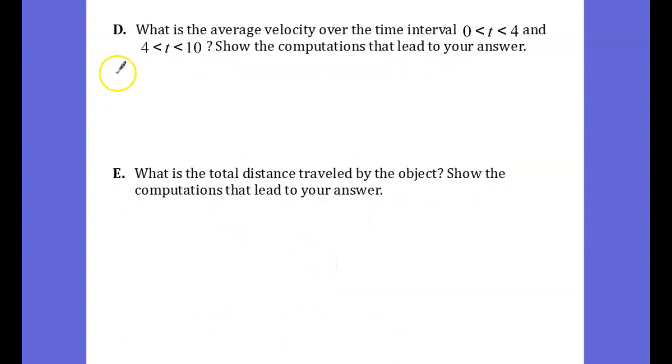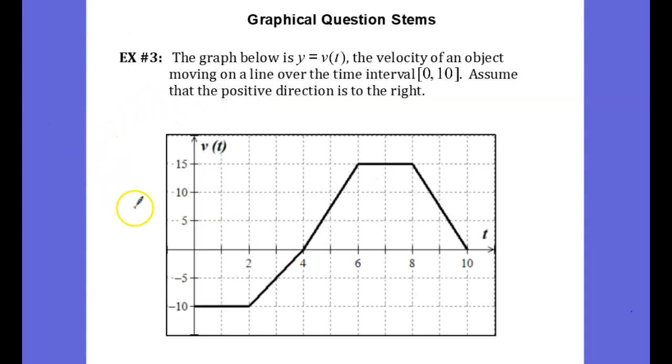In part D, they ask, what is the average velocity over the time interval from 0 to 4 and from 4 to 10? And they want us to show our work. If I were doing this with an algebraic function, I would use the average rate of change formula. That would give me the total distance traveled divided by the duration of time. Problem is that they've given me a graph of velocity versus time. How do I get distance off of a graph like this?